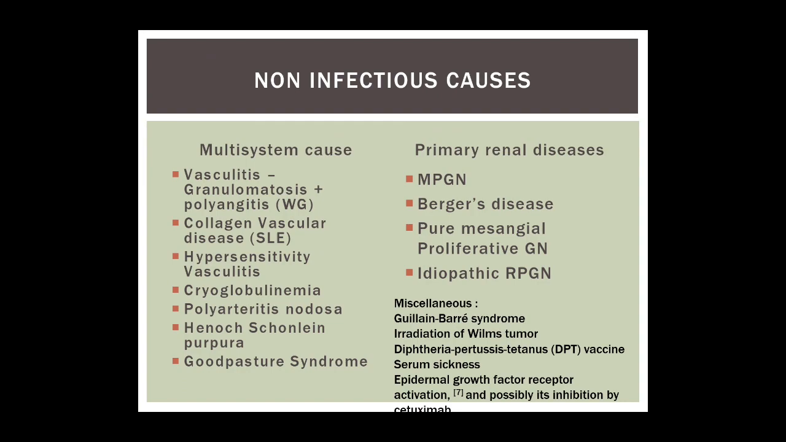Primary renal diseases that are non-infectious and can cause glomerulonephritis can be mesangial proliferative glomerulonephritis, Berger's disease, pure mesangial proliferative glomerulonephritis, and idiopathic RPGN, that's rapidly progressive glomerulonephritis. Okay. Miscellaneous causes are Guillain-Barré syndrome, irradiation of Wilms tumor or any irradiation at all, diphtheria, pertussis and tetanus vaccine, serum sickness, epidermal growth factor activation, etc.